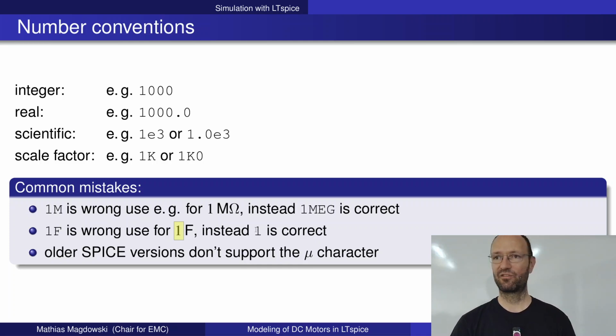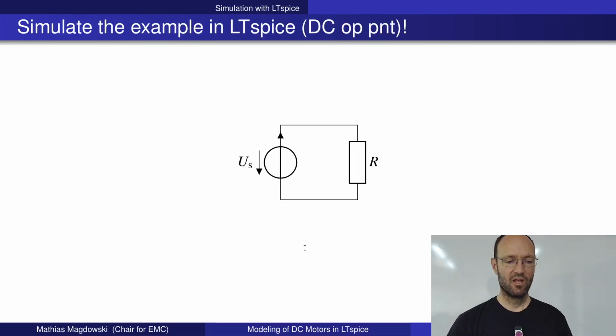The software won't care about what the real unit is at the end. And in newer versions, you can also write the mu character for a micro henry or micro ohm or whatever. In older versions, this won't work; you would just write a U for the micro. Okay, so I think that should be enough for the beginning.